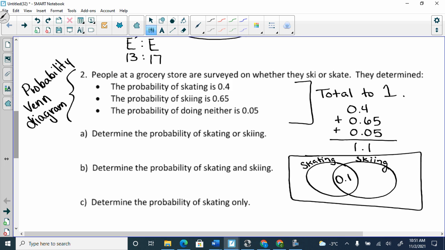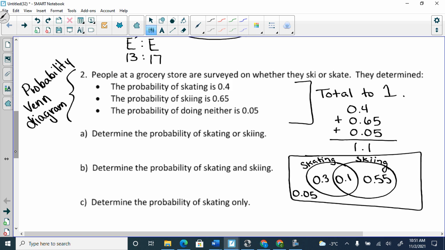Okay. You say the probability of skating is 0.4. So what's the probability of skating only? 0.3. We're not doing it any differently, right? Still subtracting just like before. Probability of skiing is 0.65. What's the probability of skiing only? 0.55. And how much is on the outside? 0.05. If I add these up, when it's a probability Venn diagram, they should add up to what? 1. If they don't, you messed up. Okay? 0.05 plus 0.3 plus 0.1 plus 0.55 is 1. So we're good. We can answer this.